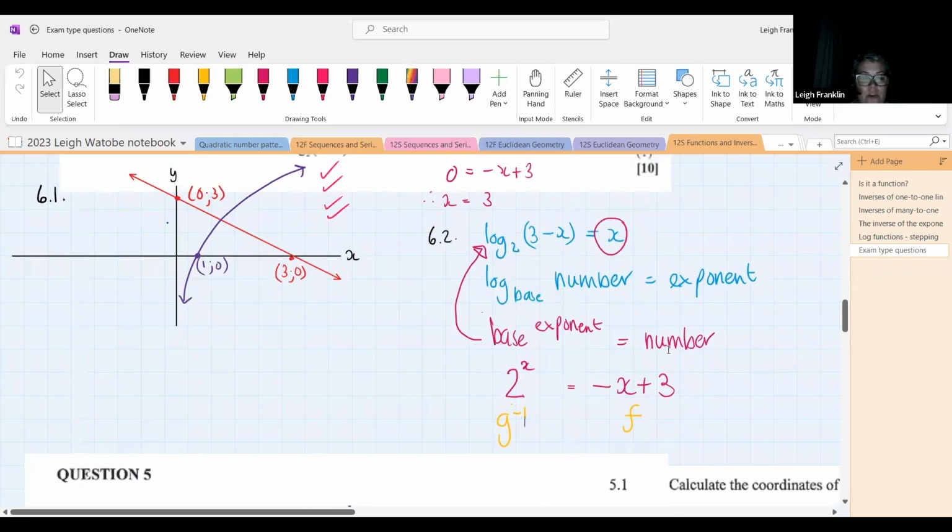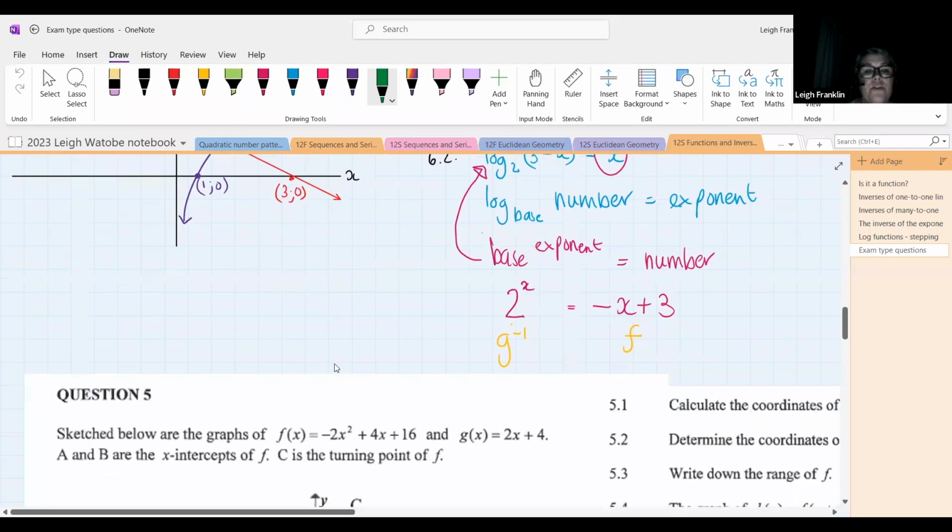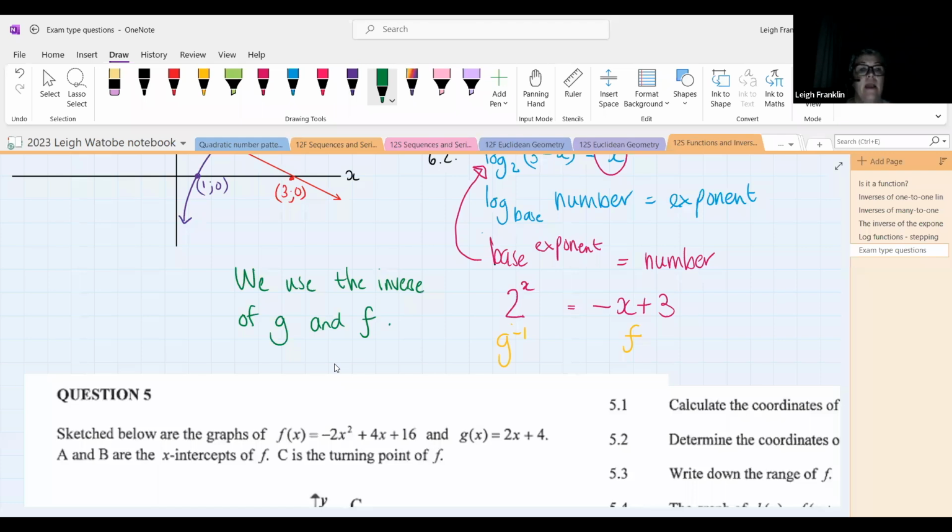All right, so in other words, let's just answer the question. How would we use 6.1 and 6.2? So we use the inverse of g and f in order to be able to solve this equation.